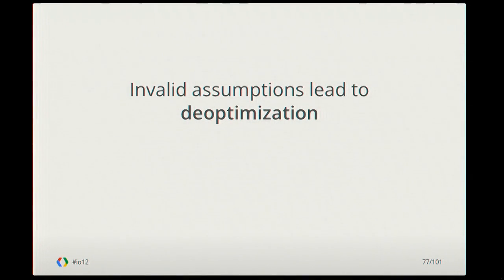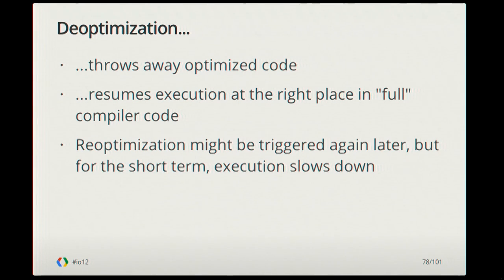There's a similar process that happens in optimized code in V8. Invalid assumptions lead to de-optimization. When one of the assumptions is no longer true, when one of the hidden classes that you get for an argument to an operation is not what you expected, then the specialized code we generated is no longer valid, and we have to de-optimize. What does that mean? That means we throw away the optimized code because we know the assumptions we made are simply no longer valid. We resume execution in the right place in the full compiler code, so we can continue execution, but now it's at a slower speed because we're using the version of the code that is good but not great.